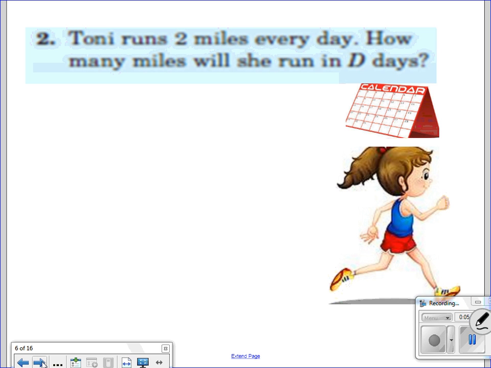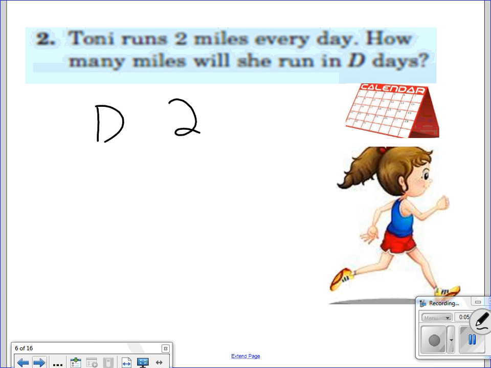Tony runs 2 miles every day. How many miles will she run in D days? Okay. So the letter D is what we're working with. We're doing something with the 2. Now it's going to get a little trickier. So this is how you problem solve with this, okay?